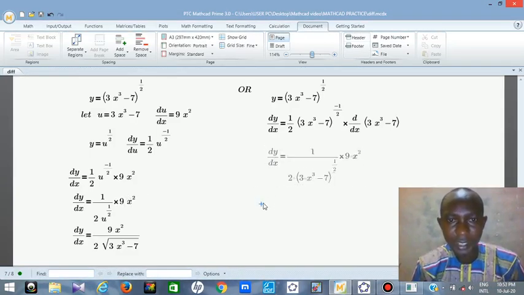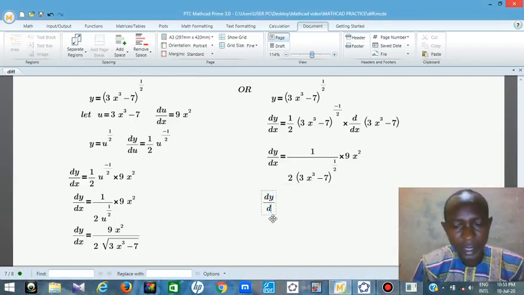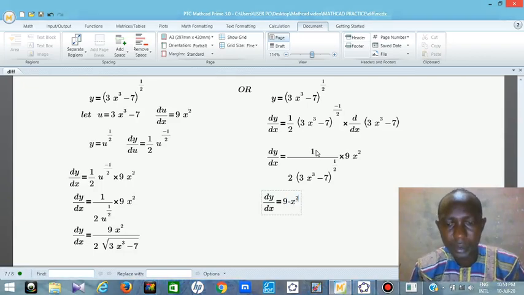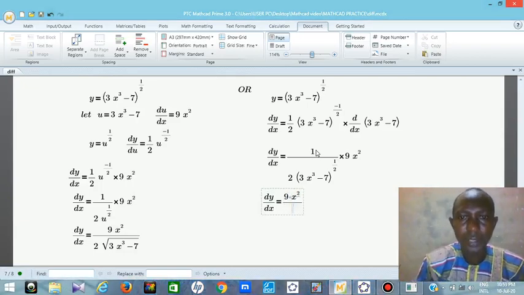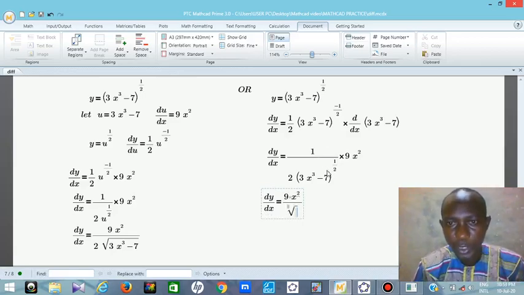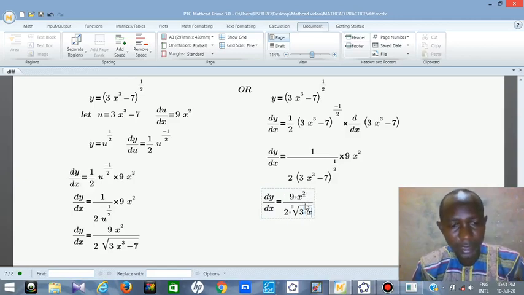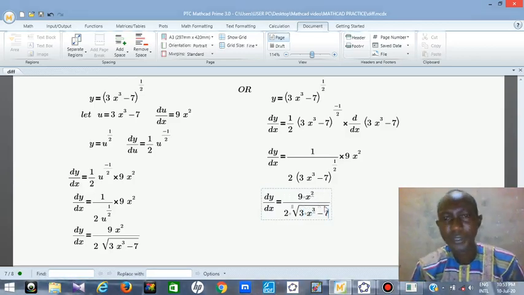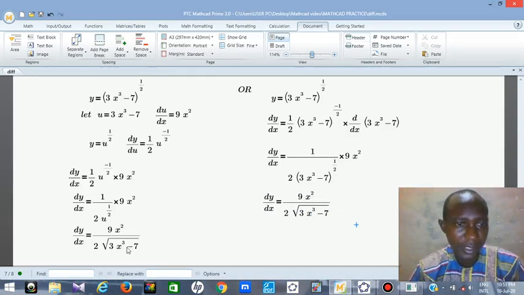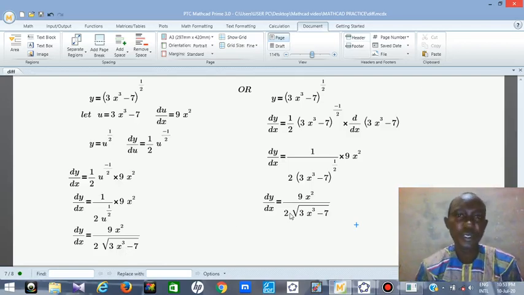Then the final answer we are going to get, dy dx, is going to be equals to 9 times 1, this is going to give us 9x squared divided by 2, okay, divided by square root. You know, a number raised to power half is square root. Don't forget your 2 is going to be here, divided by 2 root 3x raised to power 3 minus 7. So that is all for this method. If you compare, you can see we got the same answer. So this is all about function of a function.